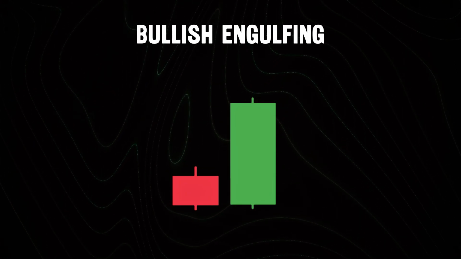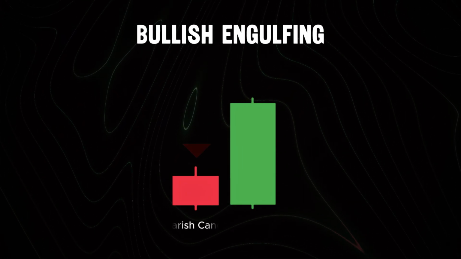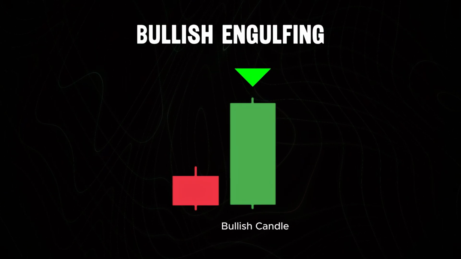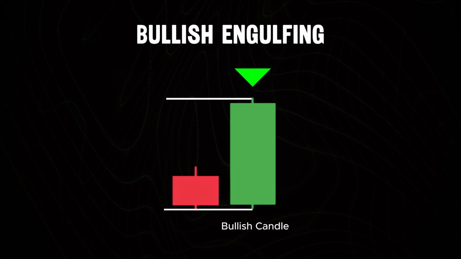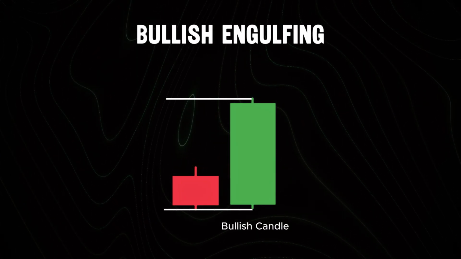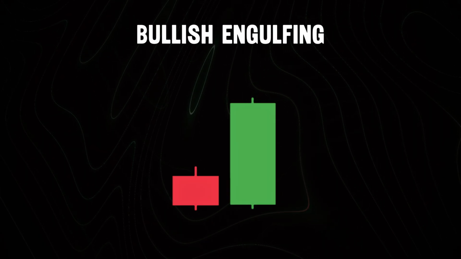It's a 2-candle pattern. First, you'll see a bearish candle. Then immediately after, a larger bullish candle that completely covers or engulfs the previous one. Not just the body, but ideally the entire range. So what's the story here?